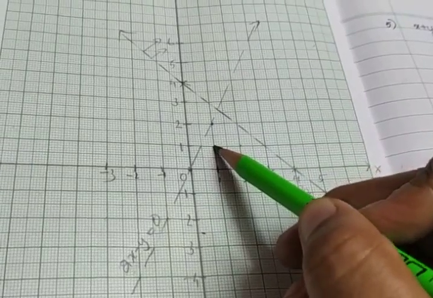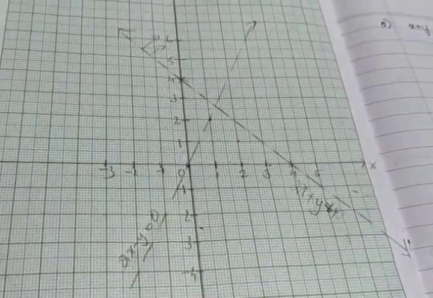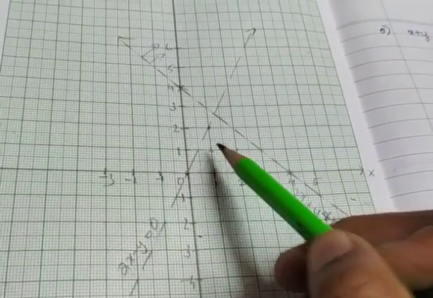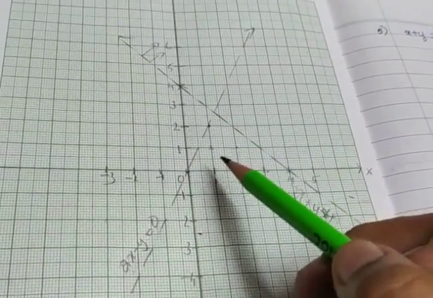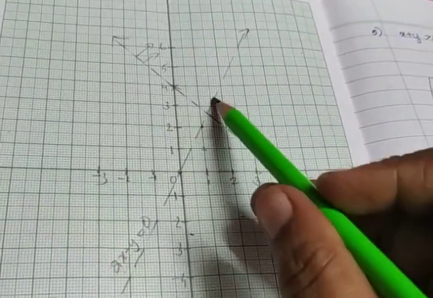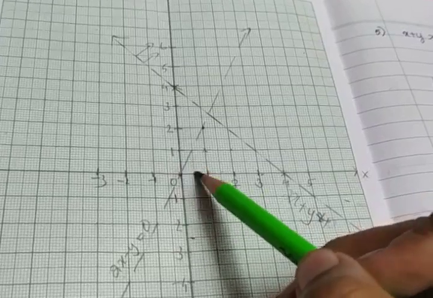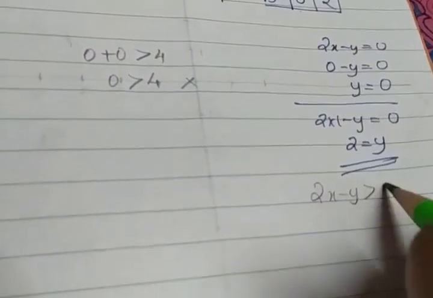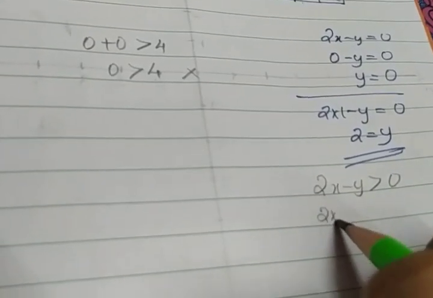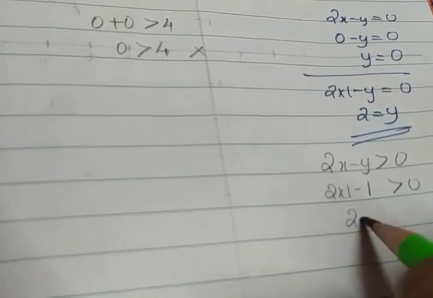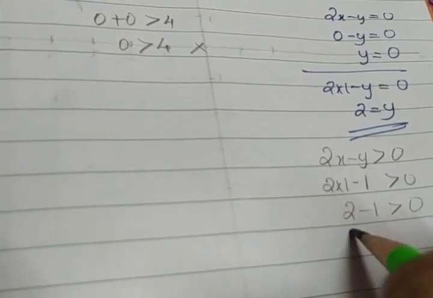So just check whether 1, 1 is above the line or below the line. There is a point 1, 1 which you can see below the line. So instead of the point 0, 0, we are going to substitute 1, 1, as the line passes through the point 0, 0. For this inequality, 2x minus y greater than 0, I am putting the value of x as 1 and y as 1. So what do we get? 2 minus 1 greater than 0, that is 1 greater than 0.